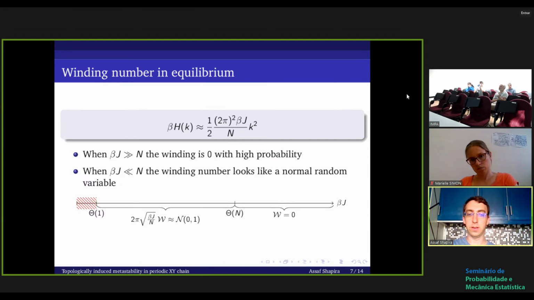Okay, are there any questions at this point? I'll go on to the dynamics. This was only the equilibrium. Until now, we understood the equilibrium of this one-dimensional periodic chain with XY spins.